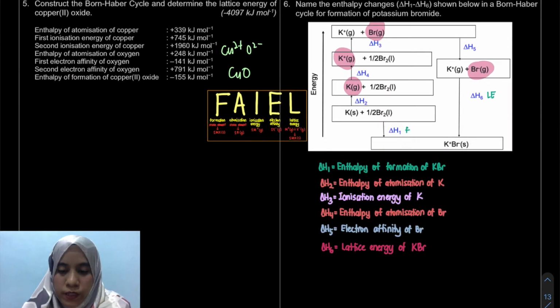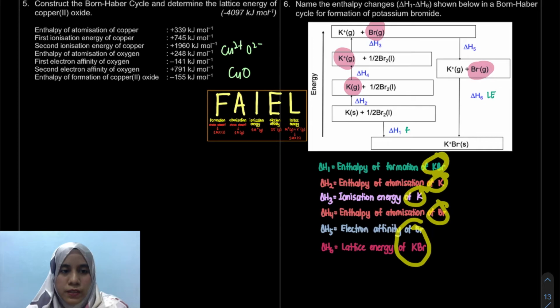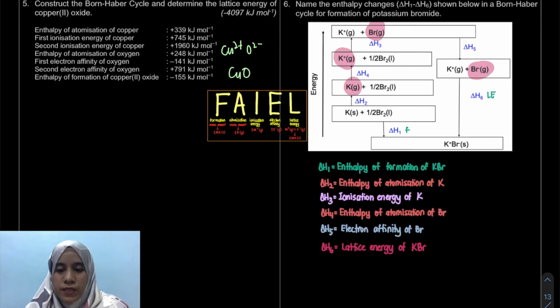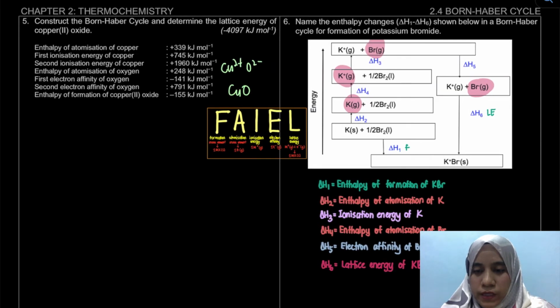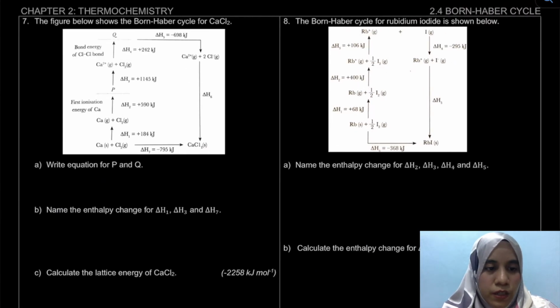Okay, so make sure you write down that it is enthalpy. Enthalpy of what? For the case of formation and atomization, of what? Is it K? Is it Br? So we have to be specific. The 'of what' also has to be written down. Okay, so that is for example number 6. Next, example number 7. Here it mentions the figure below shows the Born-Haber cycle for CaCl2.